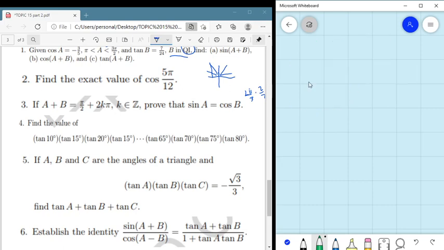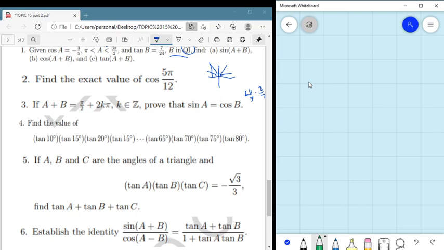Okay, for number 4, we are to find the value of tangent 10 degrees, tangent 15 degrees, times tangent 20 degrees, tangent 15 degrees, and so on until tangent 55 degrees, tangent 70 degrees, tangent 75 degrees, tangent 80 degrees. From the previous item, we know that sine is equal to cosine of 90 degrees minus theta. So, we write each tangent in terms of sine and cosine.